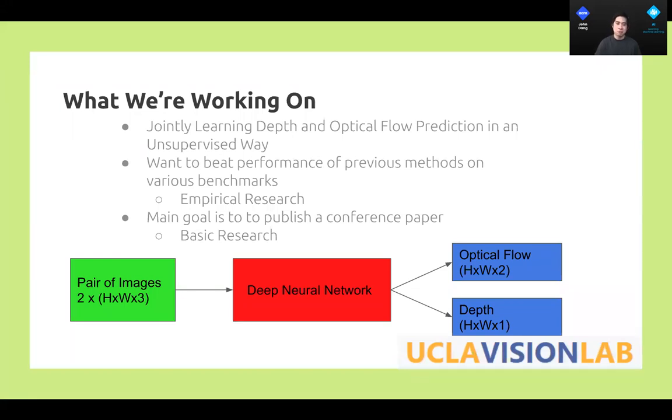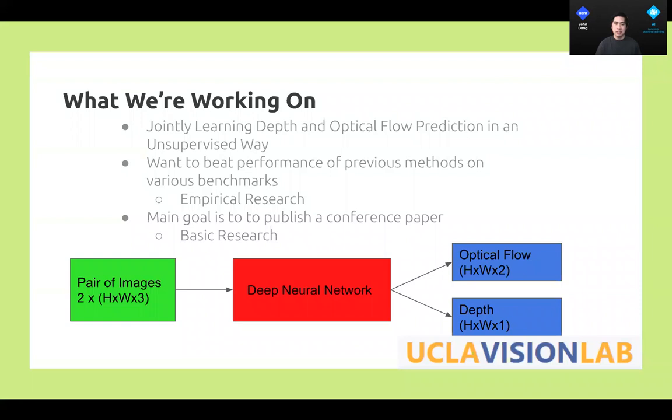And so basically what we're trying to do is beat the performance of previous methods on various benchmarks. There are a lot of data sets out there on optical flow and depth. We want to develop an algorithm that beats these other supervised methods and beats previous unsupervised methods as well. That's why this would be categorized as empirical research, simply because we're trying to do well on a performance metric, and we're not trying to prove rigorously and mathematically that our particular algorithm is better than any other neural network.